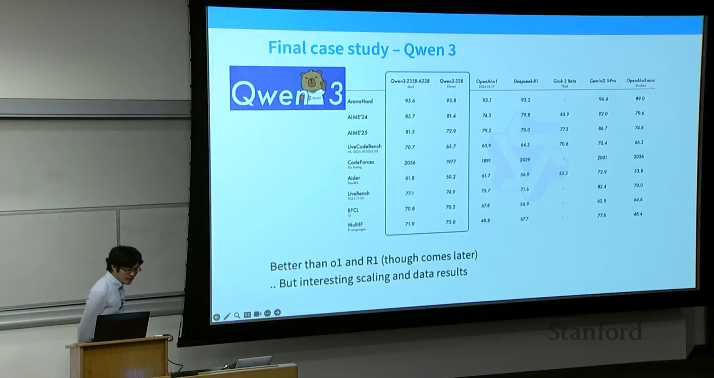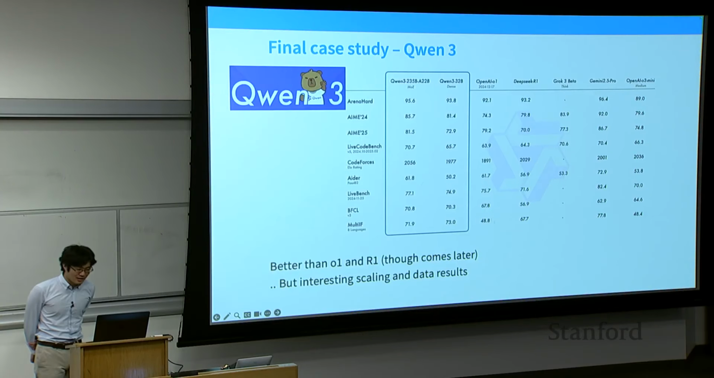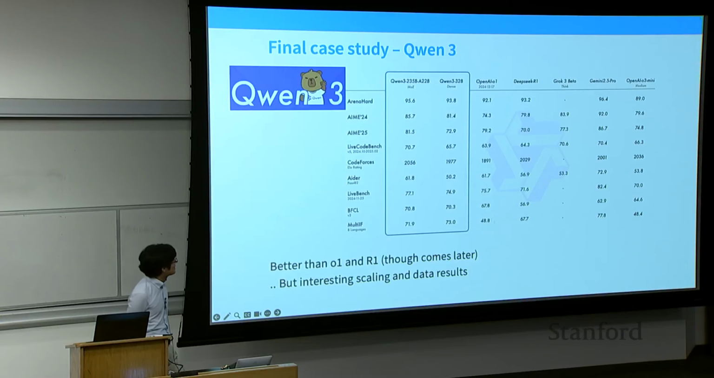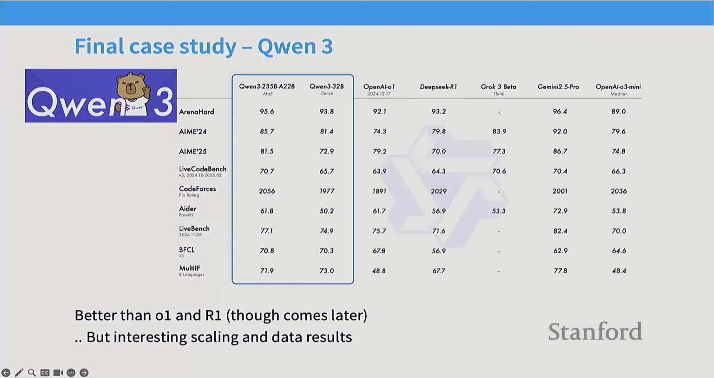Cool. OK, so the final one I want to talk about is Qwen 3. Thankfully, Qwen 3 released their report before the end of the class, so I get to include it. I think this is the most recent and modern of the RL for reasoning models to have come out. So we can see how they've built upon the previous works and where they've changed things. And they have pretty interesting scaling and data results that are new and unique.